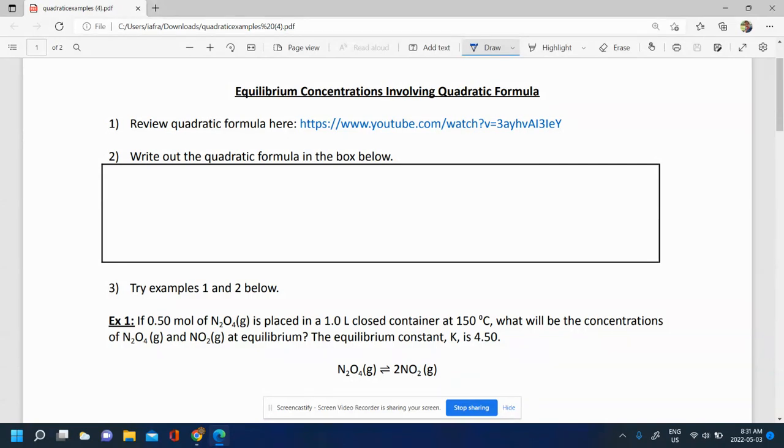One great tool that you can use when it's more difficult to factor and solve for x is something you would have learned in earlier math courses, and that's the quadratic formula. If you don't remember the quadratic formula, you can watch a little video about it over here.